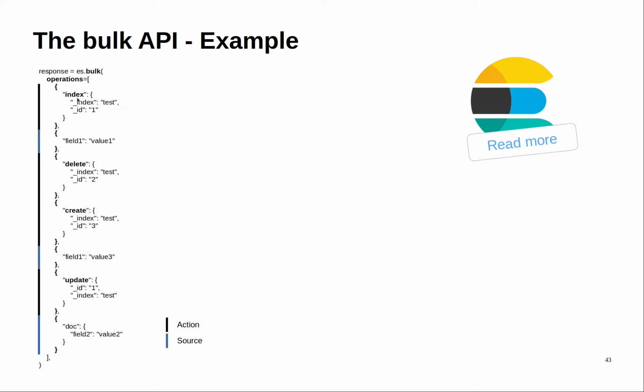As you can see, the syntax is straightforward. Just alternate between actions and sources, remembering that some actions require a source while others don't. For more details, you can click this link to access the official bulk API documentation. Now let's go to the notebook to see how to apply the bulk API.